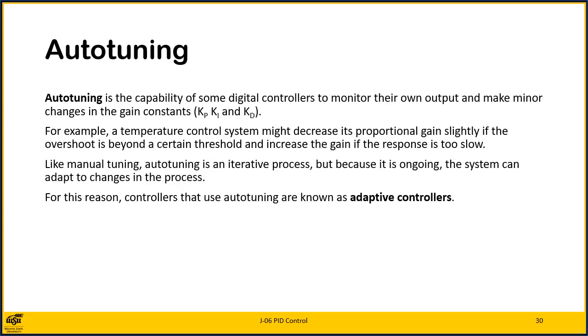Auto-tuning is the capability of some digital controllers to monitor their own output and make minor changes in the gain constants Kp, Ki, and Kd. For example, a temperature control system might decrease its proportional gain slightly if the overshoot is beyond a certain threshold, and increase the gain if the response is too slow. Like manual tuning, auto-tuning is an iterative process, but because it's ongoing, the system can adapt to changes in the process. For this reason, controllers that use auto-tuning are known as adaptive controllers.